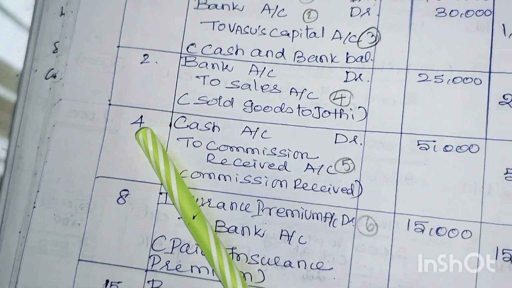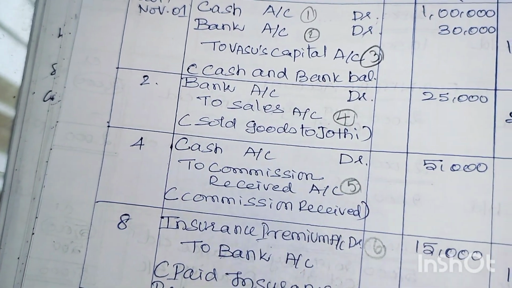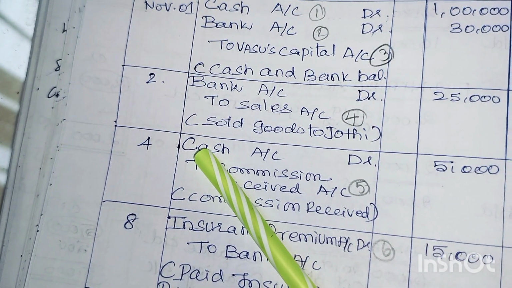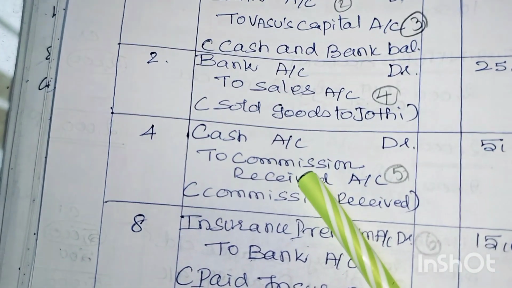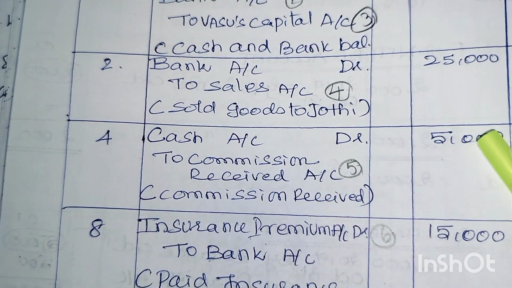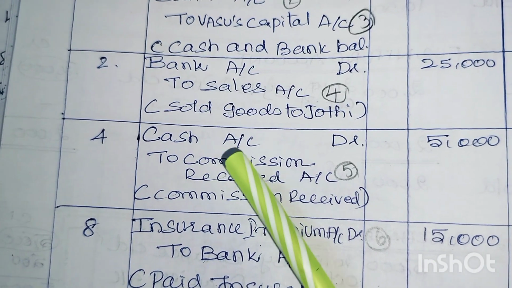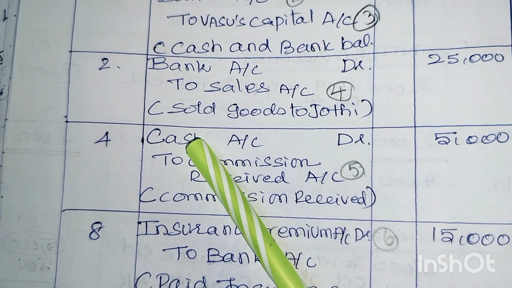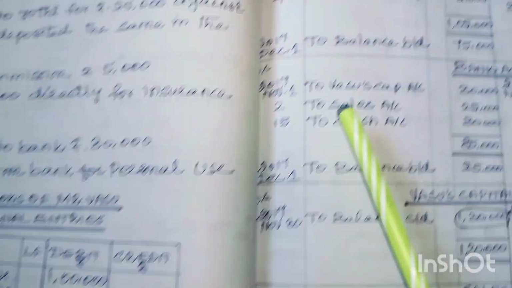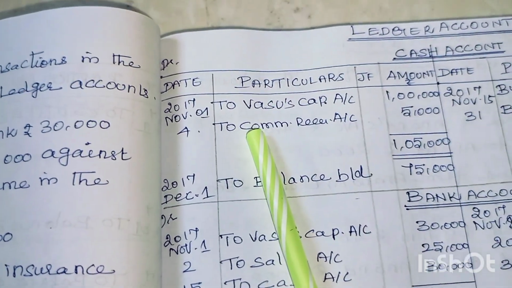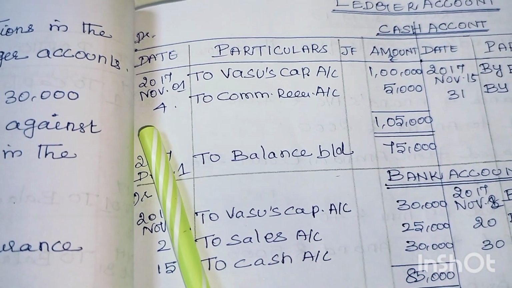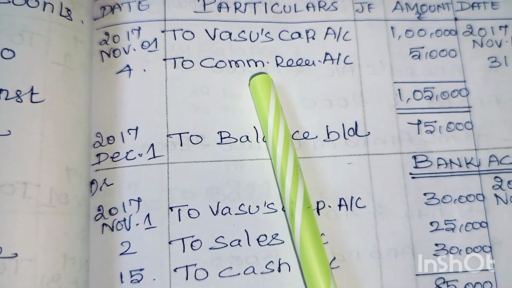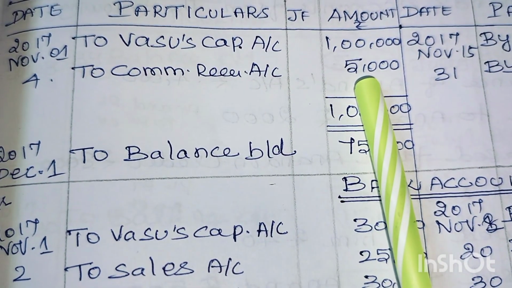It occurs on November 4. On which side is the cash account? Cash account is on the debit side. What is the opposite transaction from the cash account? Commission received, 5,000 rupees. Commission received is on the credit side, but cash account is on the debit side. So we go to the debit side under the cash account on the ledger, dated 4. The opposite account is commission received account, so we write commission received account, 5,000 rupees.